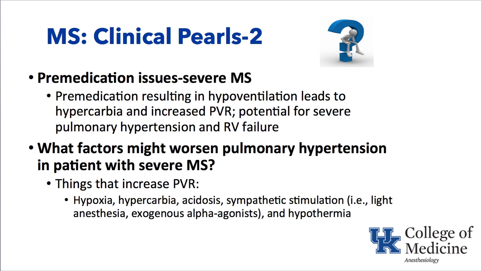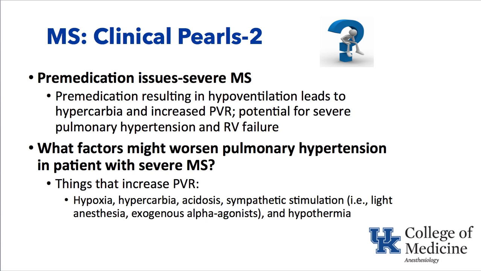norepinephrine and phenylephrine. And then if you let a patient get cold, they often will get vasoconstricted in the pulmonary vasculature. So if you already have pulmonary hypertension, don't let them get hypoxic, let their CO2 go up, let them get acidotic.